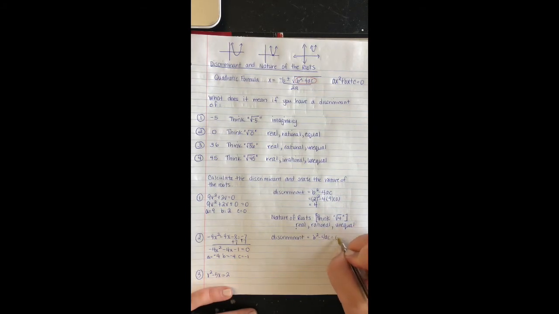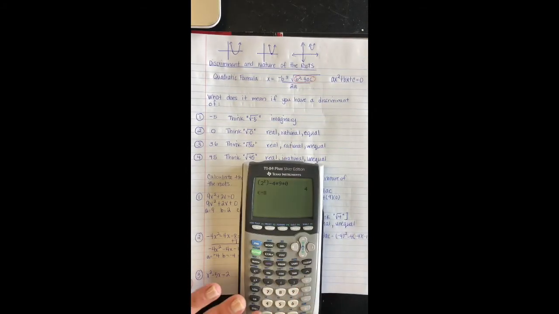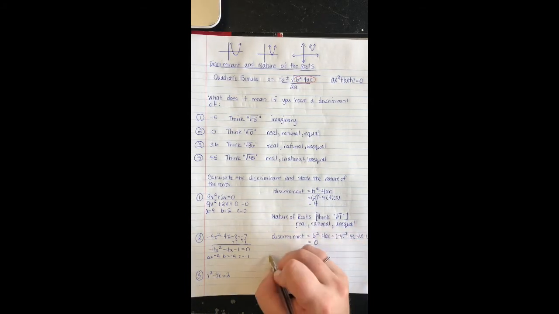That's going to be negative 4 squared, so be super careful to make sure you put that in parentheses, minus 4 times negative 4 times negative 1. So in my calculator, negative 4 in parentheses squared, super important because you're going to get a different value if you don't use parentheses, minus 4 times negative 4 times negative 1. As I calculate that, that comes out to be 0. So that's a situation where I have a discriminant with a value of 0.